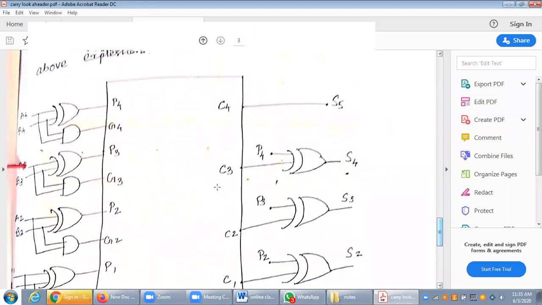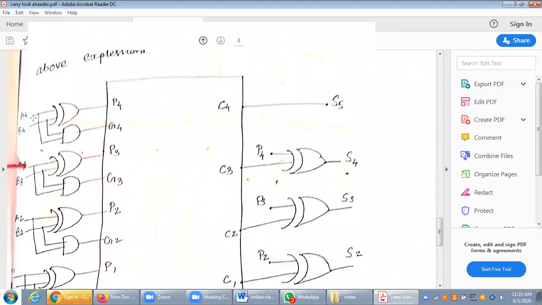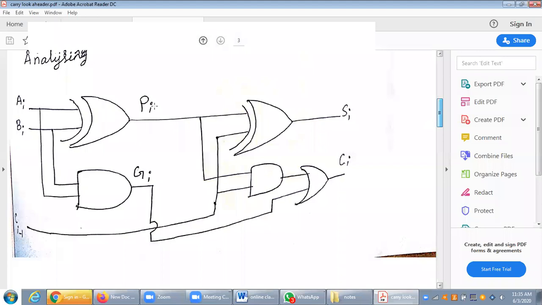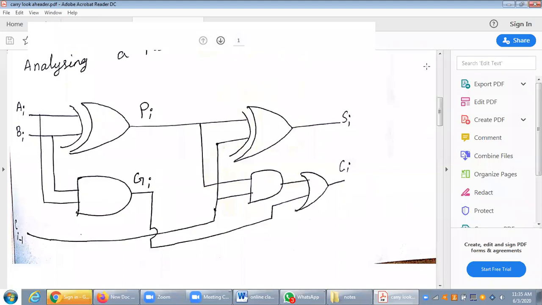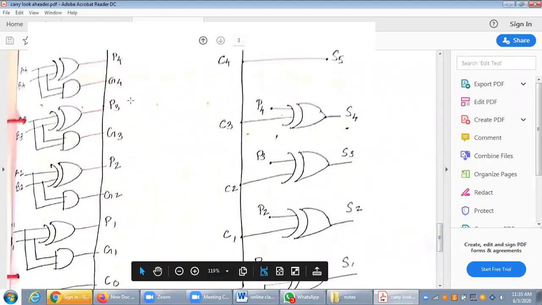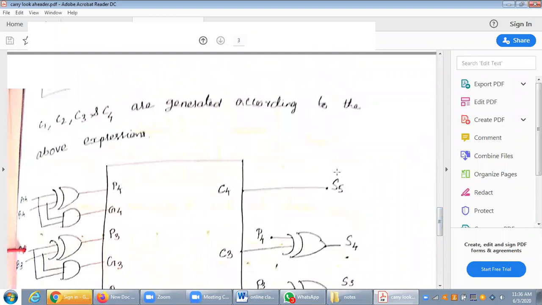So what is the circuit? We first have to generate P4, G4. P4 is A4 and B4 through an XOR gate, and the AND gate gives G4. You already studied the first circuit here: the XOR gate and this AND gate. Separately we have to generate P4, G4, similarly P3, G3, P2, G2, P1, G1. Then the initial carry C0 you can get here, and the final output here is C4 only, not S5.